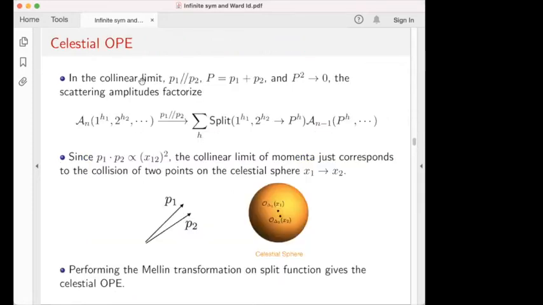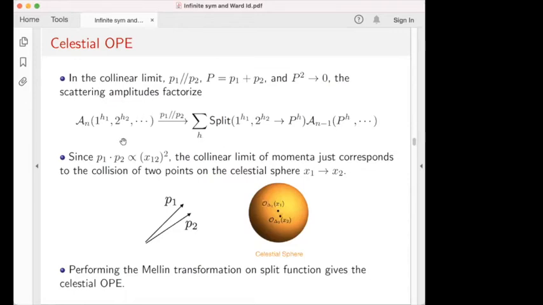So now I consider this collinear limit. This means that we have two momenta which are becoming parallel to each other. In this case, we can consider the sum of two momenta, which means that these two particles essentially are fused into one particle. And these P1, P2 are null, so in this limit, this total momentum P is also null. In this limit, the scattering amplitudes factorize as follows.